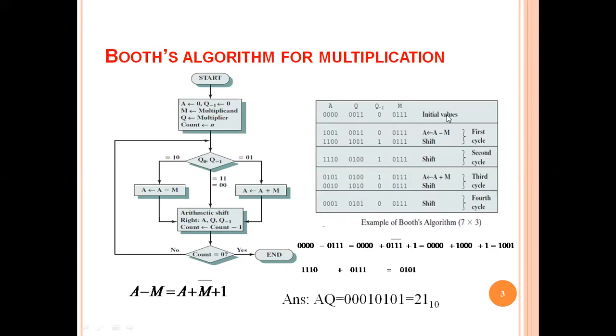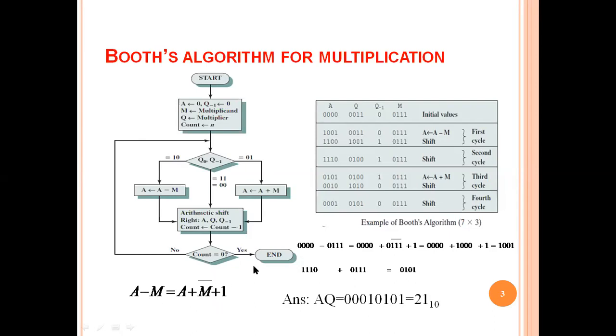After the initial value, you check the rightmost bit of Q and Q minus 1. So 1, 0. You see here, this is 1, 0. And for 1, 0, what operation do you have to do? A is equal to A minus M. Remember, A minus M means you have to use the 2's complement. Here I have written A minus M is equivalent to A plus complement of M plus 1, because complement of M plus 1 is the 2's complement.